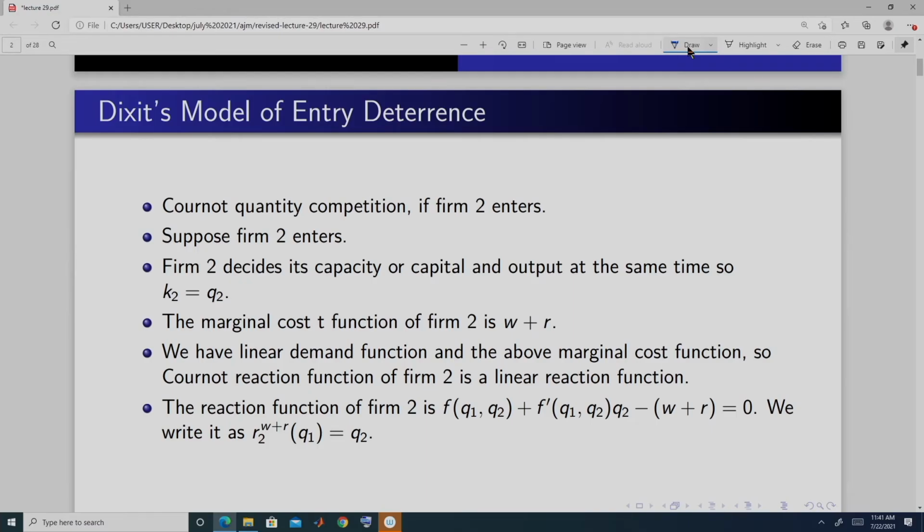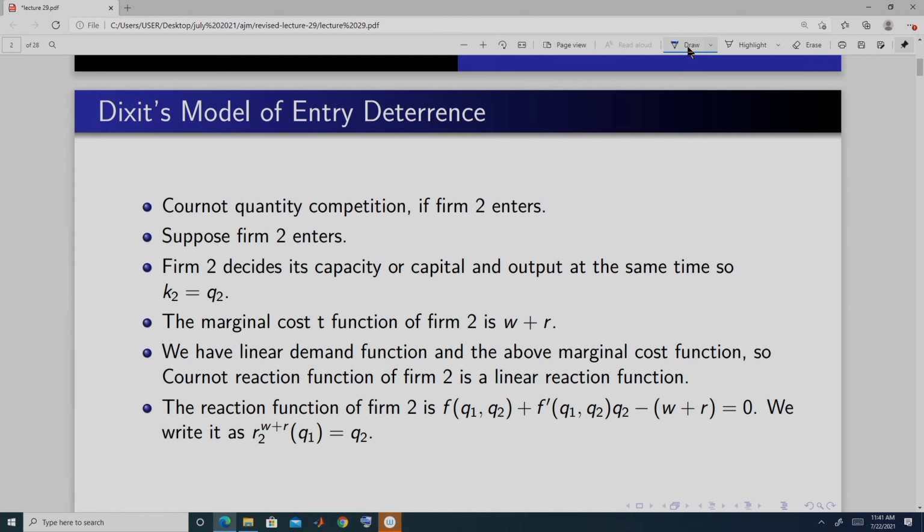Now, firm 1 here is the incumbent firm, so it can invest in its capacity, which is the same as the capital. Firm 2 is an entrant firm, and it enters if it is profitable for that firm to enter. If its profit is 0 if it enters, then that firm does not enter.